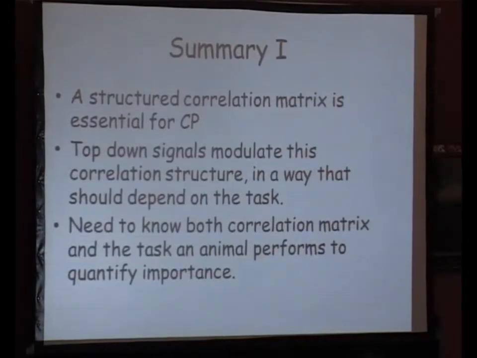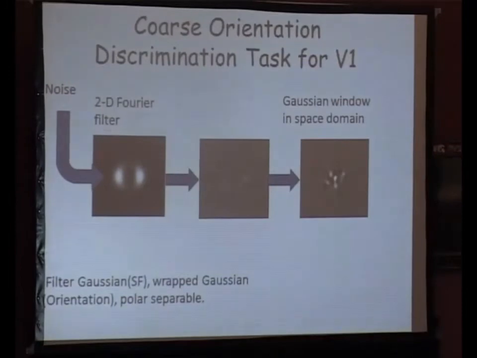So a quick summary of where I've got to, because this is before I show you any of my data. A structured correlation matrix is essential for observing choice probability. The top-down signals I postulate would modulate this structure in a way that depends on the task. But in order to measure this, you need to know both what the correlation matrix looks like, and exactly what task the animal is performing, in order to quantify the contribution of this to choice probability. So I went to a different task, which is similar in principle, but was motivated by the wish to be able to do all of this in V1, where array recording technologies are more practical.